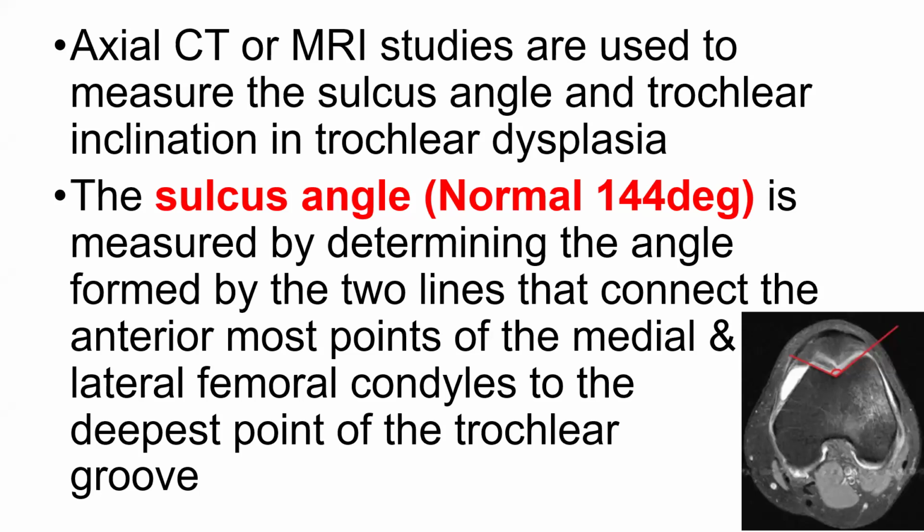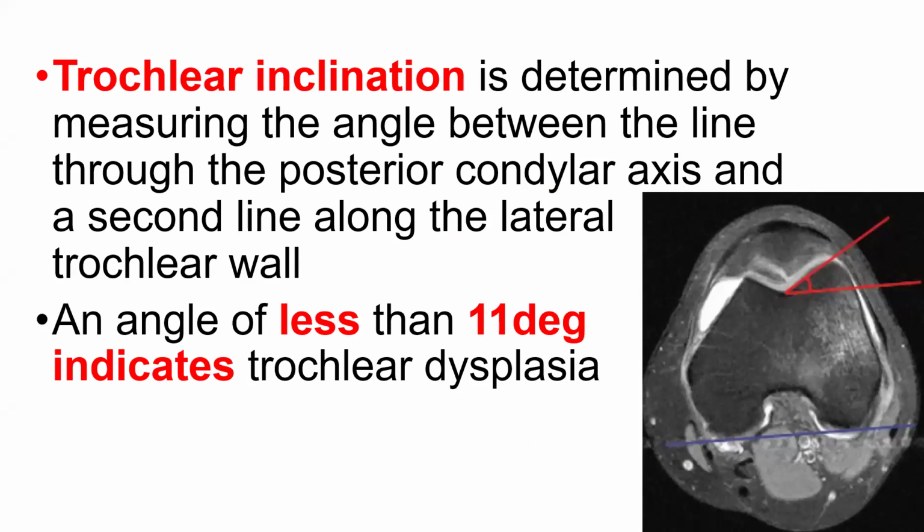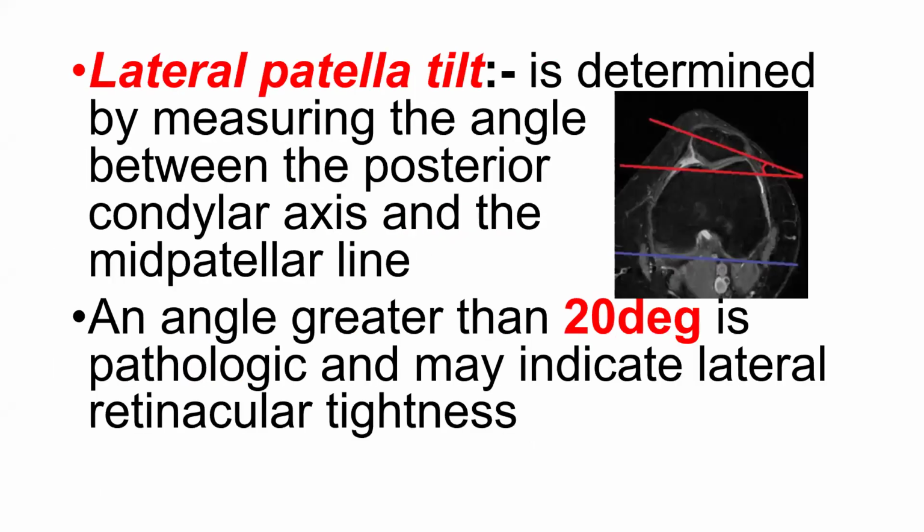This is how we do the sulcus angle. This is the trochlear inclination angle. If there is a deficiency, it will be much less. And this is the lateral patellar tilt angle and how we do it. We do it through both margins of the articular cartilage of the patella, and we draw a horizontal parallel to the posterior condyle. An angle greater than 20 degrees is pathologic and may indicate lateral retinacular tightness.